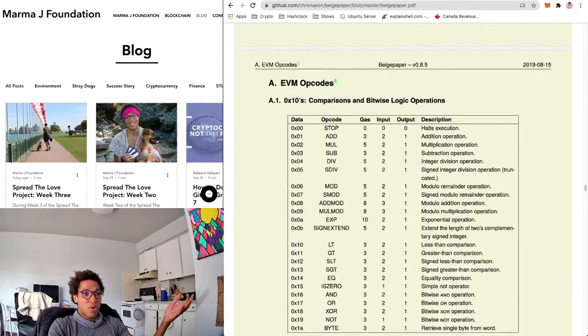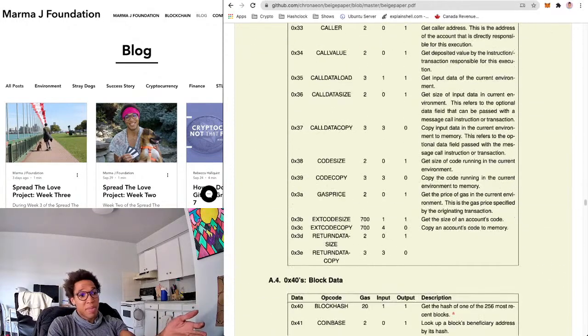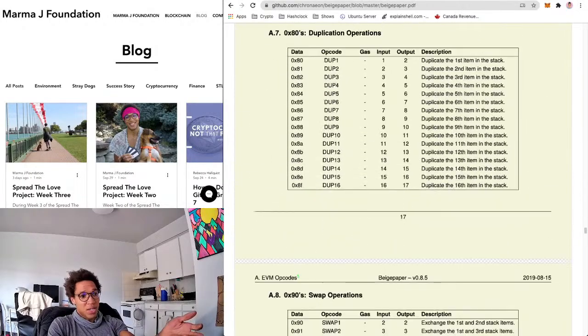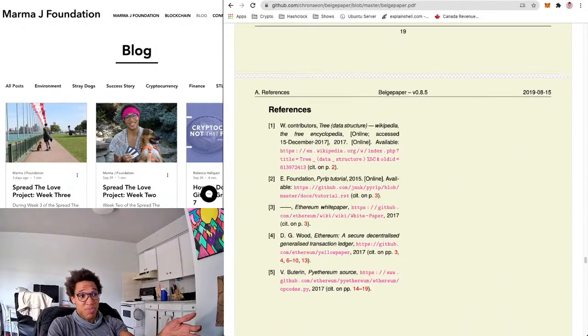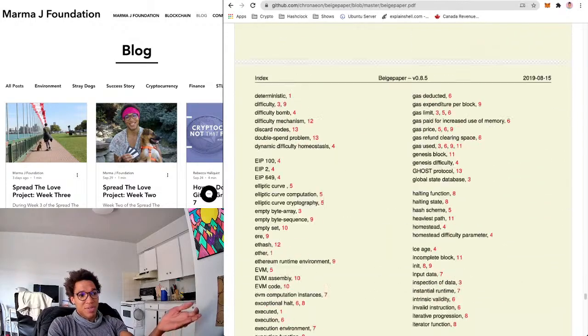So that's all for that. Oh, then you have the opcodes. If you want to read through all the different opcodes for Ethereum, I'm not going to go through all the opcodes. There's a ton of them. You can read through them. You probably should, and the references, and the glossary and all that kind of stuff.